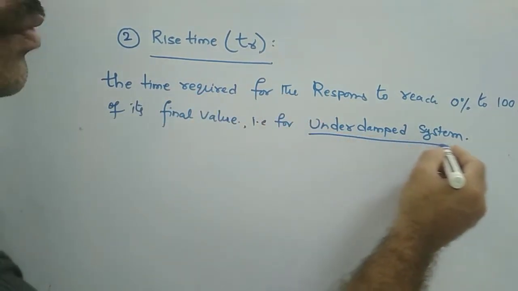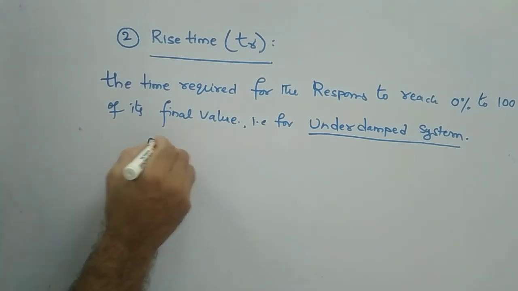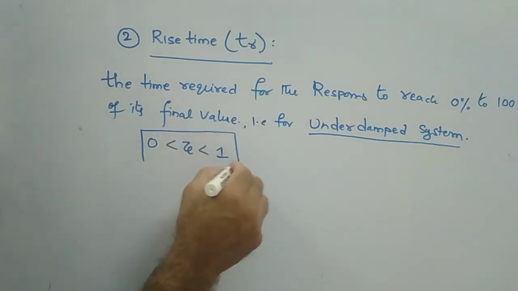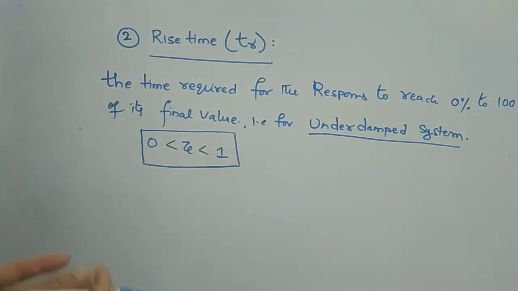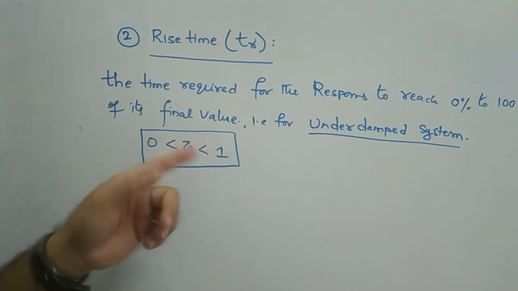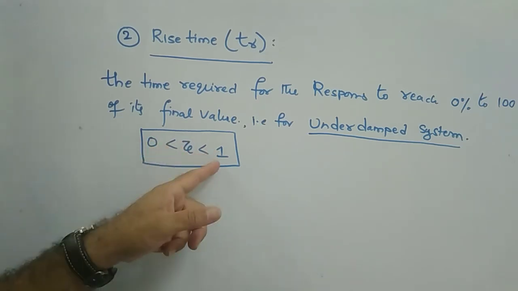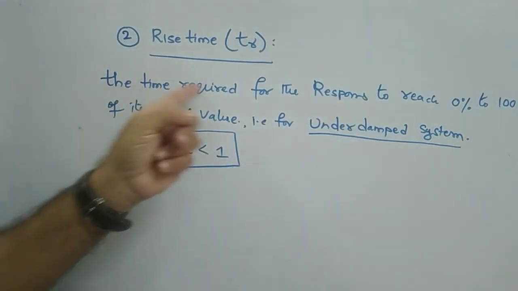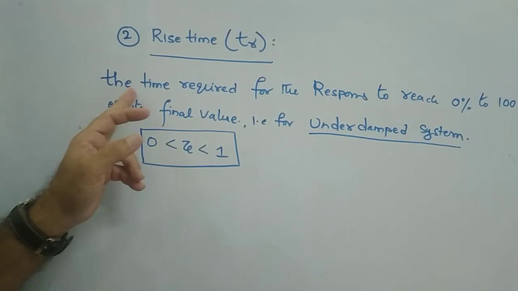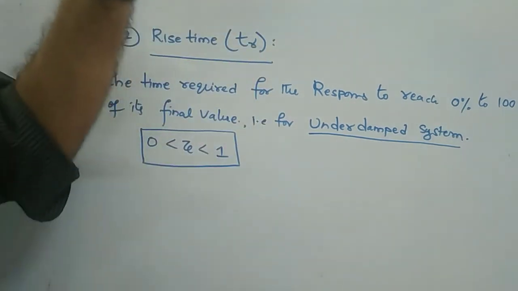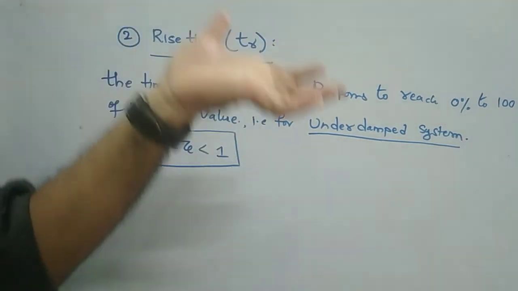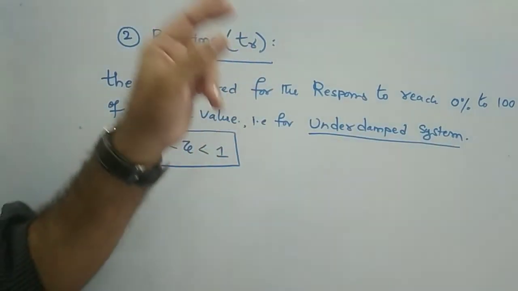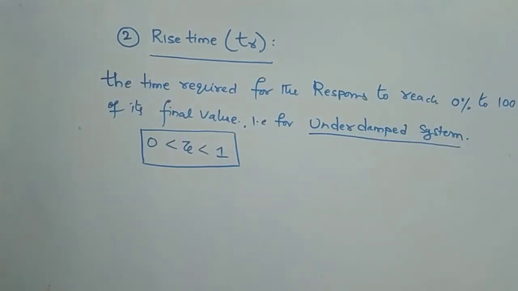What is an underdamped system? 0 is less than zeta is less than 1. Have you remembered this? This is the condition for an underdamped system. The system which satisfies this condition, if its zeta value lies between 0 and 1, is called an underdamped system, and for that system, the rise time is defined like this. This is the time required for the response to reach 0% to 100% of its final value. The time required for this is called rise time.